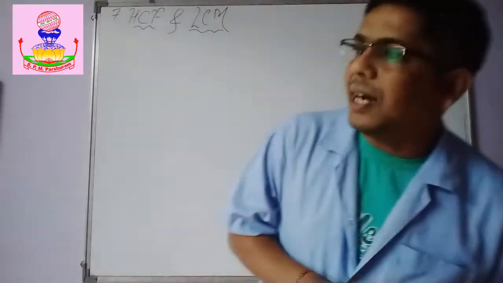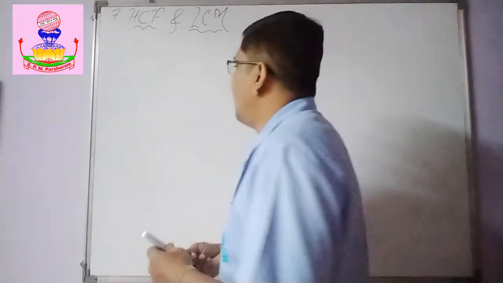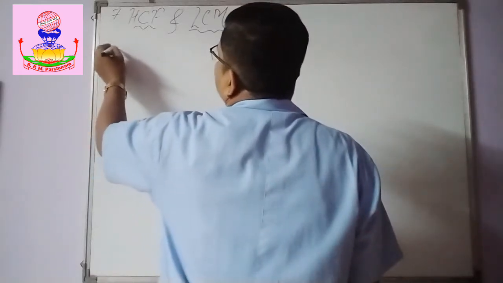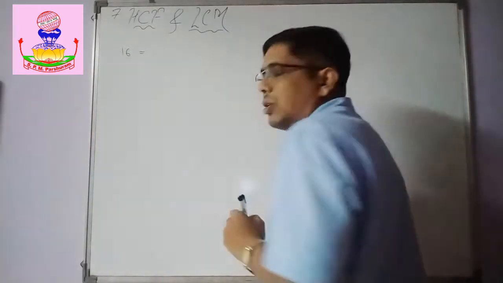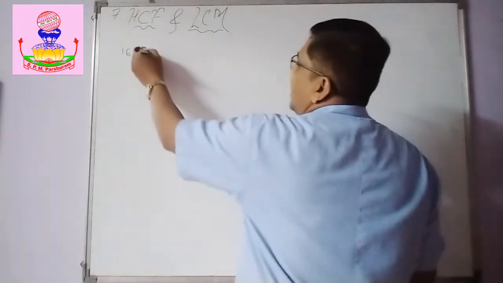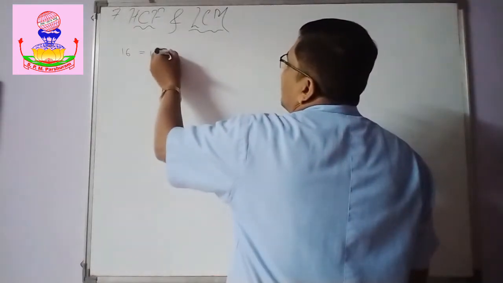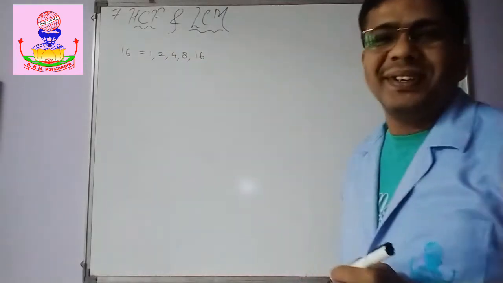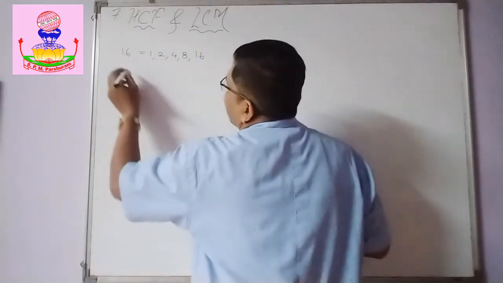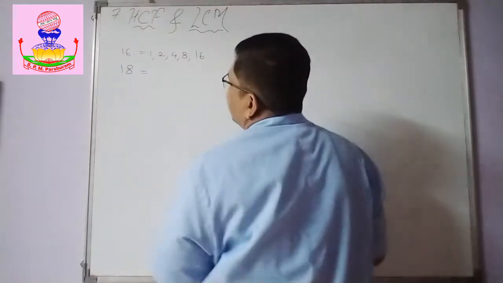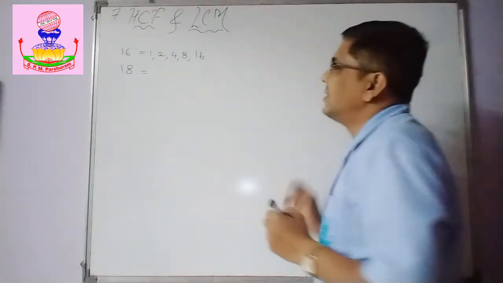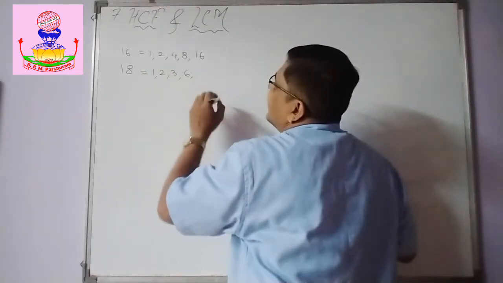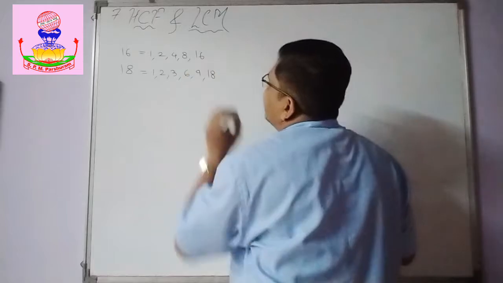Okay, so we have studied to find the common divisors. For example, suppose I have got 16 and I want to find the divisors of 16. So which are they? 1, 2, 4, 8 and 16 itself. And suppose I have got another number, 18. So what are the divisors of 18? 1, 2, 3, 6, 9 and 18 itself.